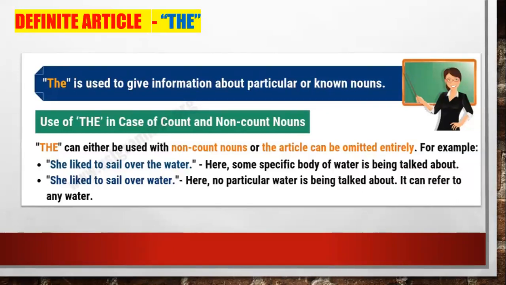So here the can either be used with non-count nouns or the article can be omitted entirely. Now remember that in English we could have this. We don't use the article the, and sometimes we make mistakes with the use of the article the. Remember, you use the with non-count nouns, or maybe the article can be omitted entirely. For example, she liked to sail over the water. Here some specific body of water is being talked about. Or you could say she liked to sail over water. Notice no article. Here, no particular water is being talked about. It can refer to any water.